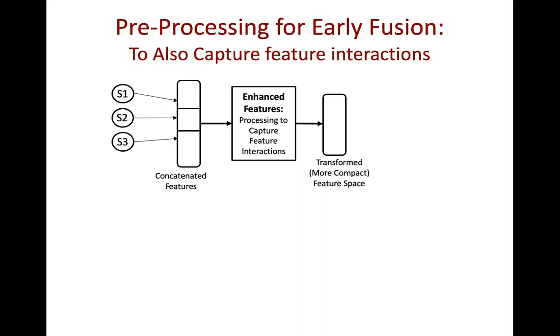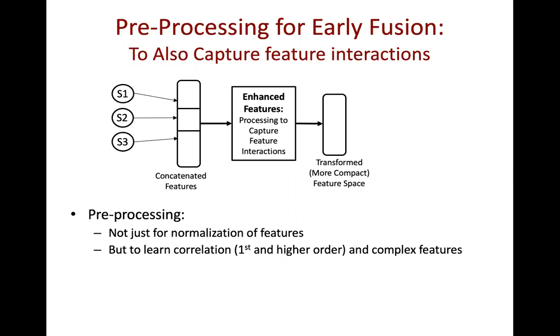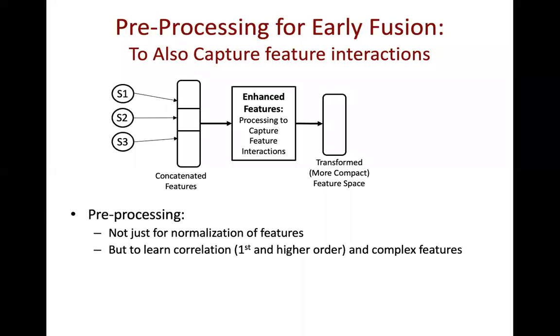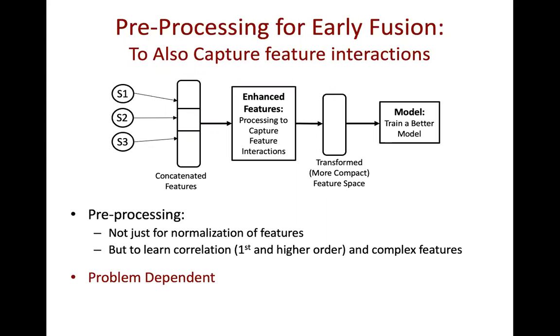Then we have this kind of enhanced feature processing to capture feature interactions, right? So basically, we might use different approaches to do that. Maybe some projection into some latent space or some linear algebra type of approach to receive a transformed, more compact feature space, and then you can use this feature space. Preprocessing can be not just for normalization, but also for learning correlations between features and combining them into more complex features. This could be quite a useful approach. Then you train a model, and this model hopefully will work better.